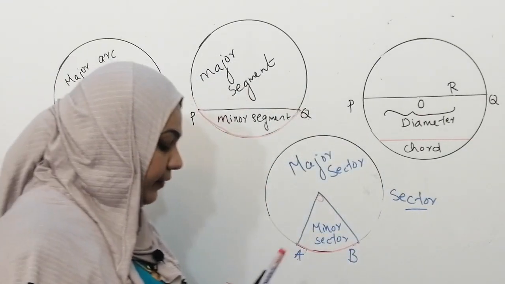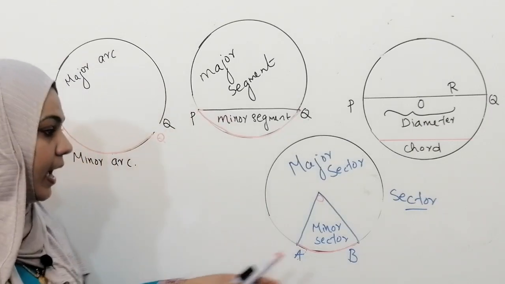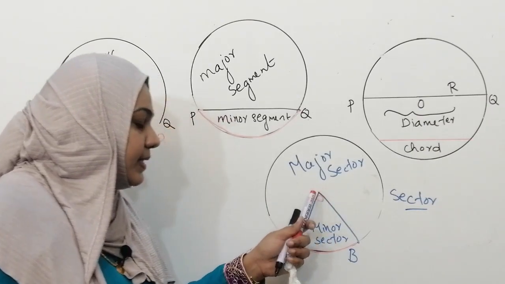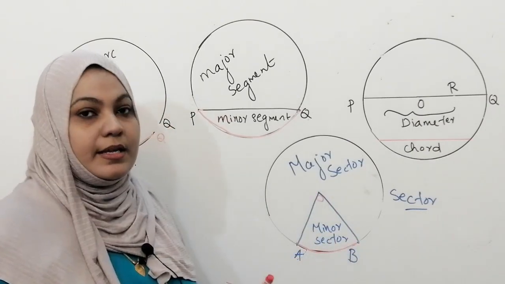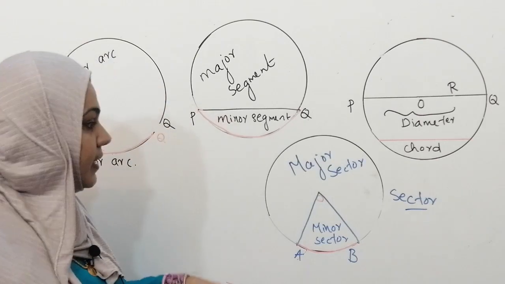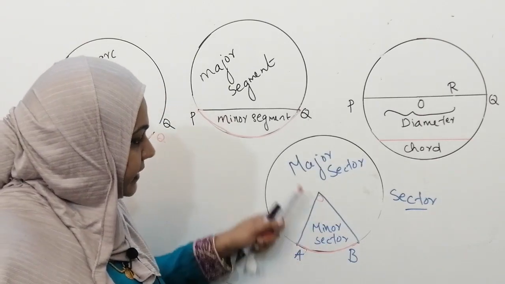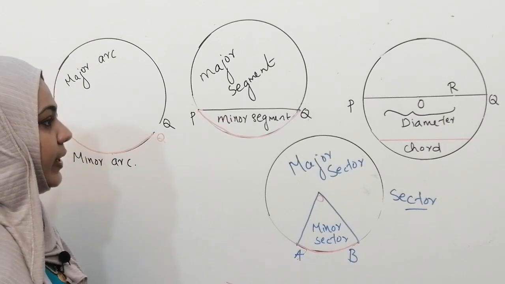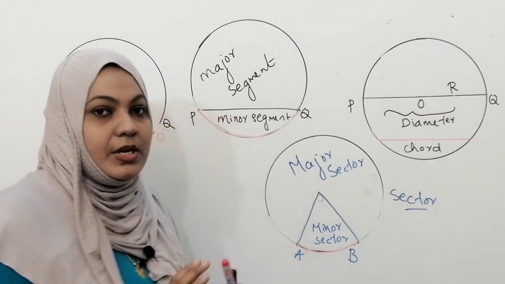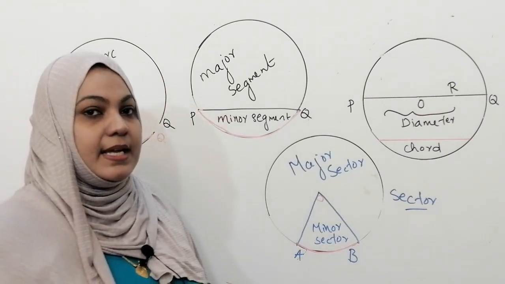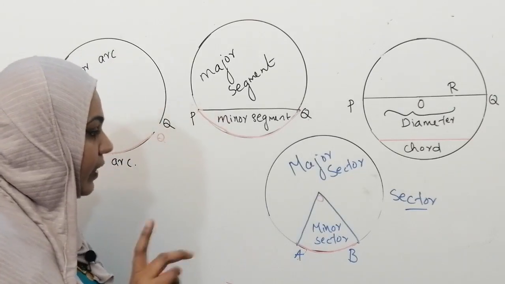Sector means the area or region covered by an arc and two equal radii from its center to the edge of the arc is called a sector of the circle. So it is of two types, minor sector and major sector. So I hope you understood. Now we have finished most of the terms related to circles. So now we have to learn one more thing.